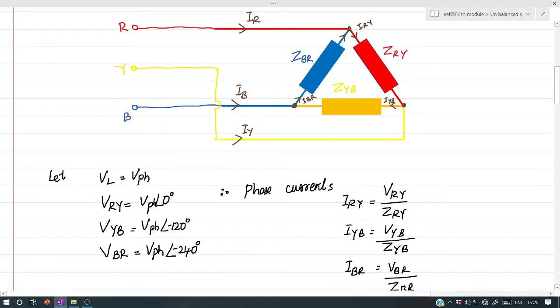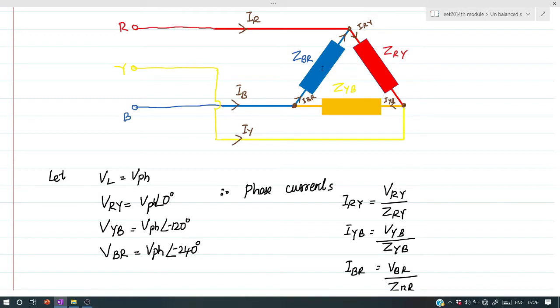For example, when we consider the R phase impedance, the impedance value is ZRY. The voltage across these two terminals is VRY. So IRY is equal to VRY by ZRY. Similarly, ZYB is the impedance of the Y phase. It determines the value of the current flowing through the Y phase load. Similarly, ZBR determines the value of IBR, that is, the current flowing through this B phase impedance.